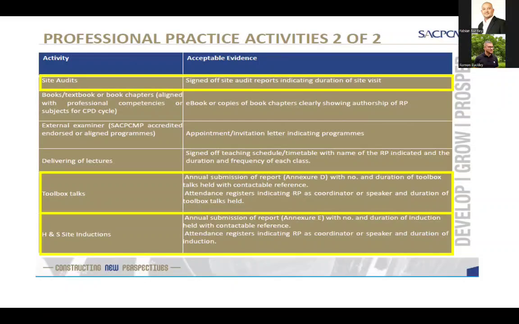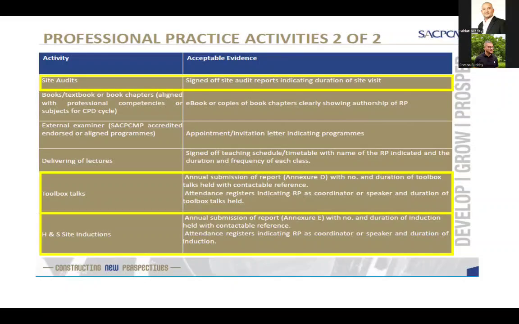Then going on to the next activity, health and safety site induction. This is exactly as we covered on the previous one for training of contractors, health and safety site inductions. What you need to remember is that you're not only going to do inductions on contractors, you're also going to do inductions on your own employees and personnel working for your company. So this is where this evidence applies.